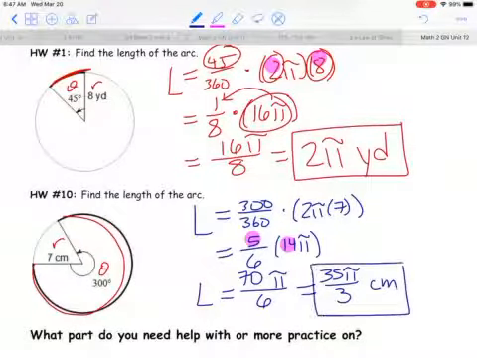Because remember, it's a length, so we just have regular centimeters, yards, inches, stuff like that. So that is the totally correct format of our answer that we want there.